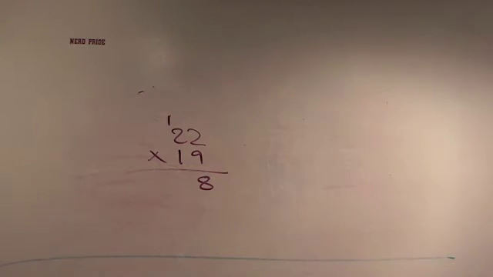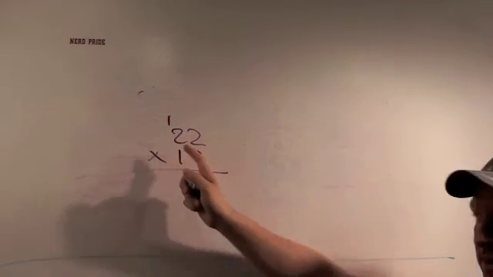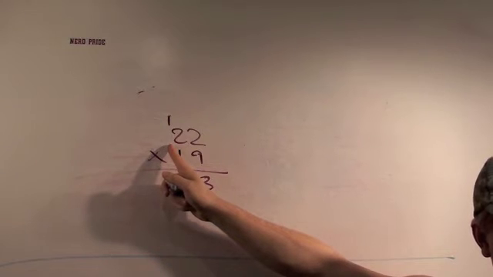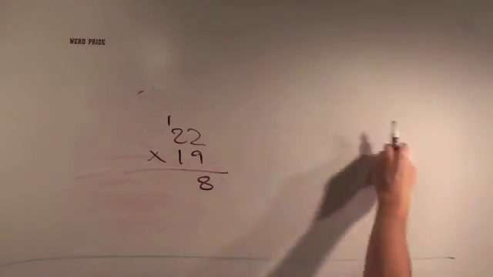Okay. What's next? 9 times 20. 9 times 2 is? 18. Yeah. But that's a 20. 9 times 2 is 18, except that's a 20. Right, that is a 20. Are you confused by that? Sort of. Okay, let's go back, because I don't want you to be confused.